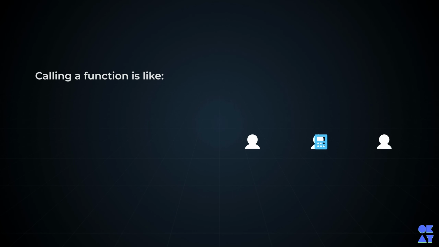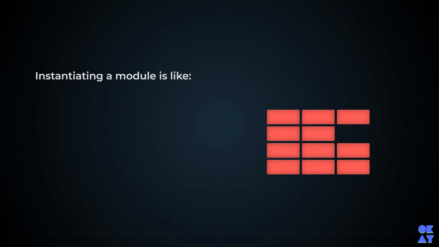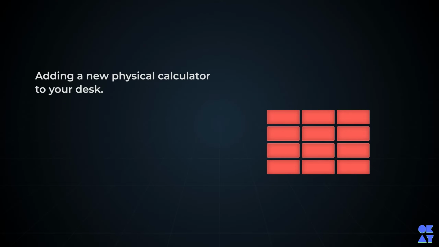Real-life analogy. Calling a function is like using a calculator to compute 2 plus 3. It calculates and finishes. Instantiating a module is like adding a new physical calculator to your desk. Now it permanently exists there. We don't call hardware. We build hardware. That's why we instantiate modules. We are creating physical circuit blocks, not executing instructions.